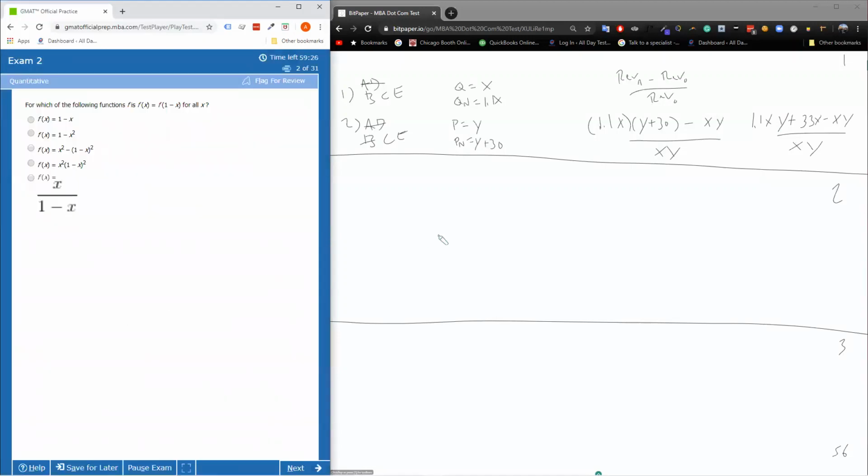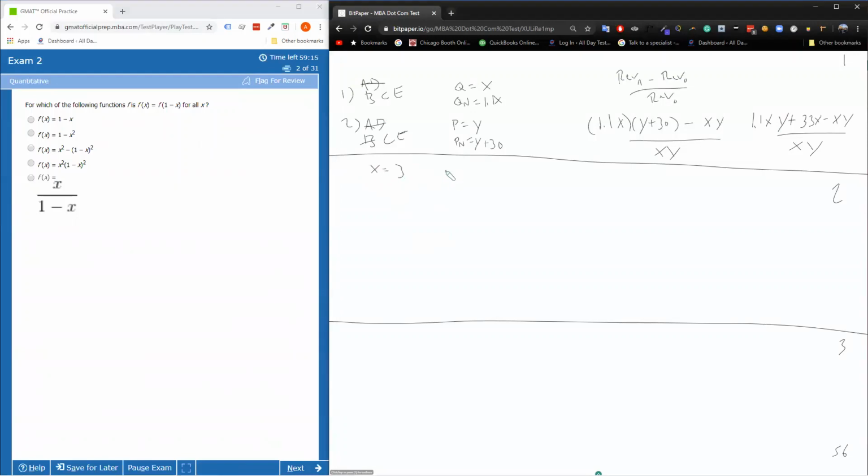Which of the following functions is f of x equal to f of 1 minus x for all values of x? For these, I usually like to test numbers. So if I say x is equal to 3, they're asking when is f of 3 equal to f of negative 2. I'm trying to eliminate answer choices here. So statement A, f of 3 would be 1 minus 3, which is negative 2. F of negative 2 is 1 minus negative 2, which is 3. These are not equal, therefore it must not be true.